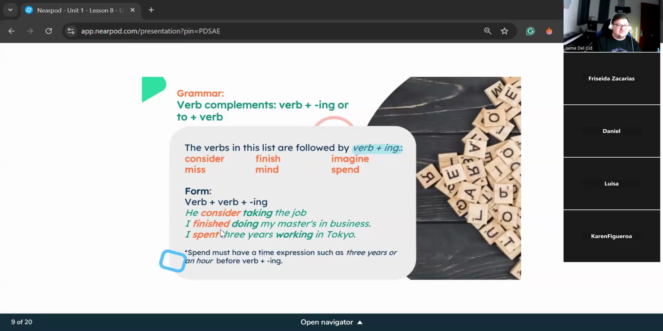So here it's supposed to be a verb in past, so I apologize in advance for the misspelling. Here it's considered. It's supposed to be a past verb. So he considered taking the job. So this means that he considered to take the job might not be the right option.